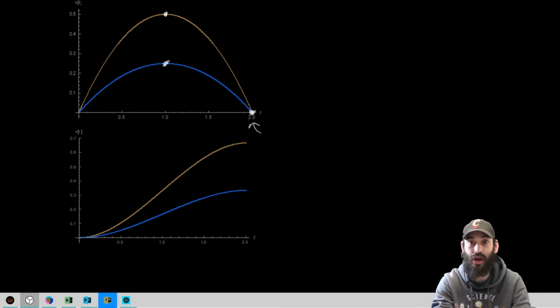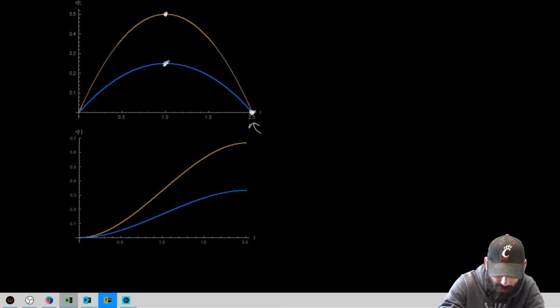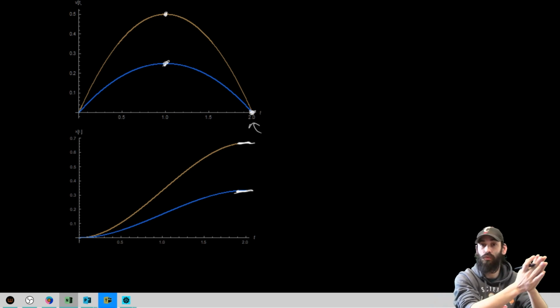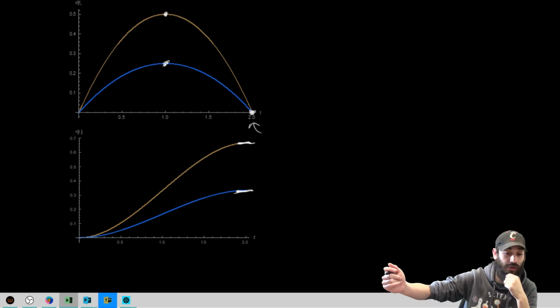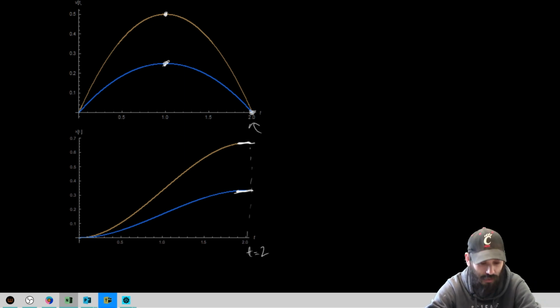And then we can see our position plots for how far these things are going to go in those 2 seconds. And so again, we can see from our position plot that this has a slope of 0, and this has a slope of 0. This is where our masses have gone the furthest that they're going to go. And this occurs at t equal to 2 seconds.